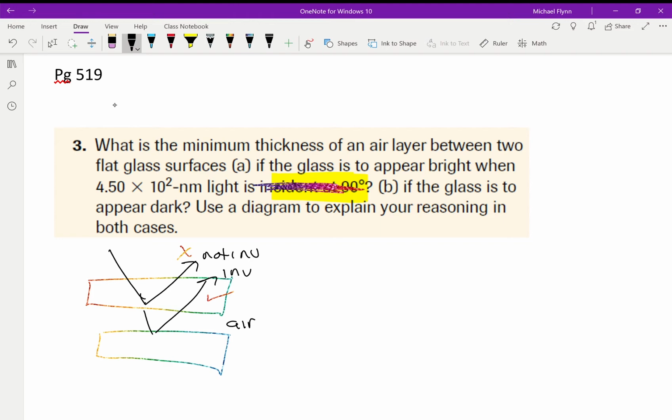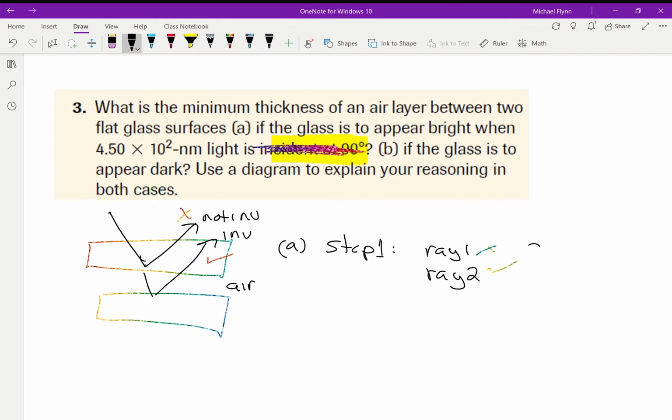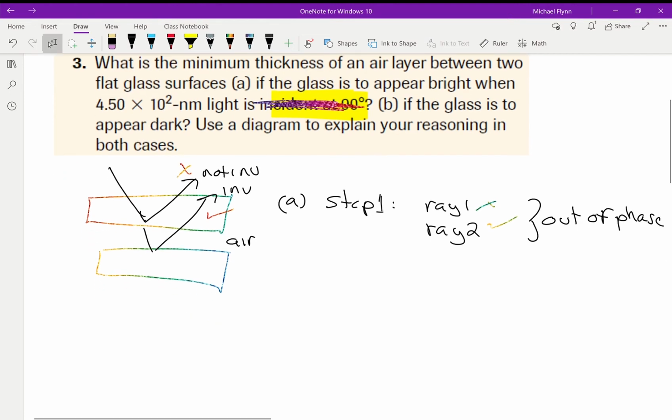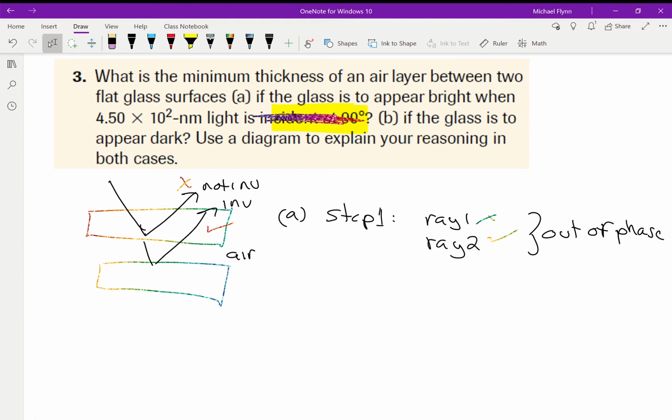So step 1 is from the diagram here. Ray 1 is an X, and ray 2 bounces off a hard boundary on the glass at the bottom, so that's a check. That means they are out of phase. You have to do this step. Some of you are asking me how do I know which to start with in the next step? Well, if you don't do step 1, how do you know what to do in step 2? You're absolutely right. You've got to do step 1.